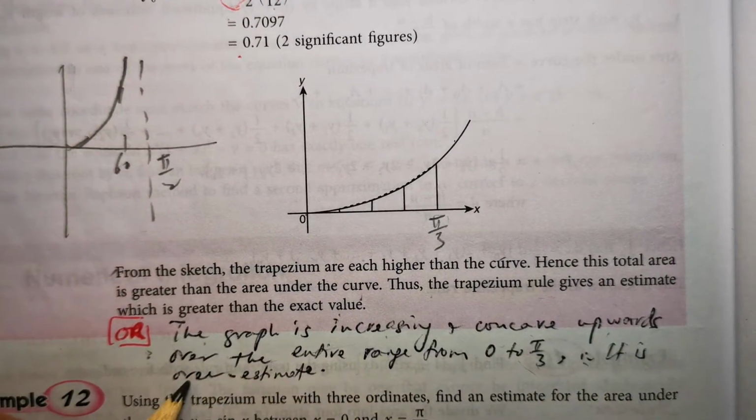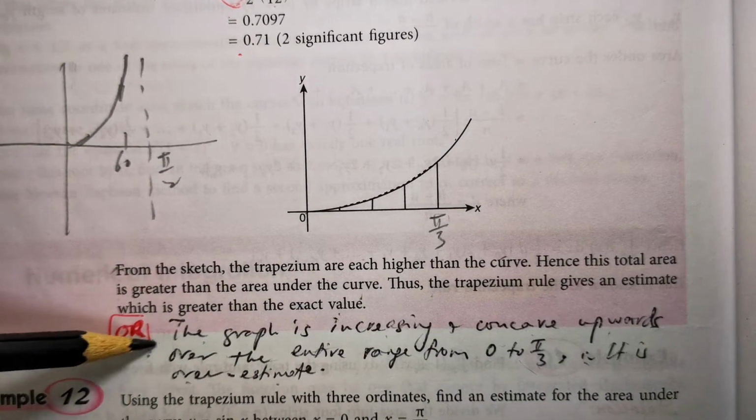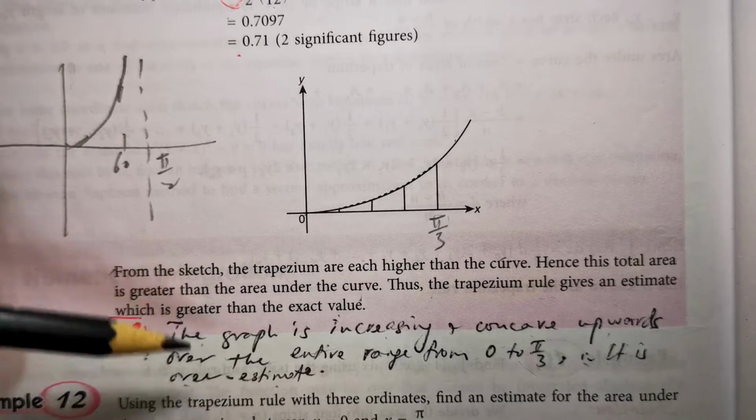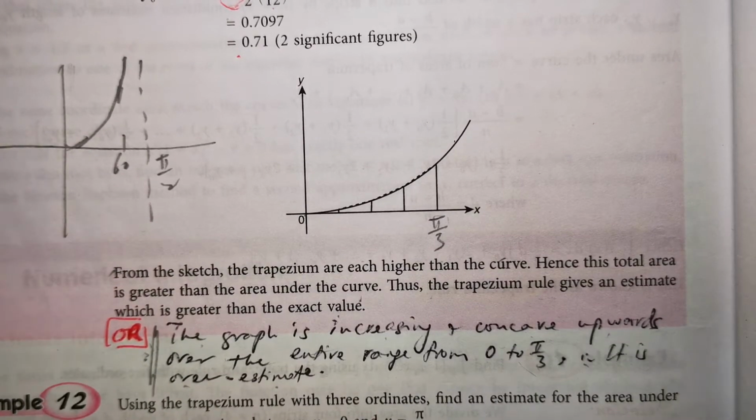Therefore, it is overestimate. Please copy this one in your textbook. So you have two explanations that you can use, but normally we use the concavity one. Okay, then next we will see example 12.